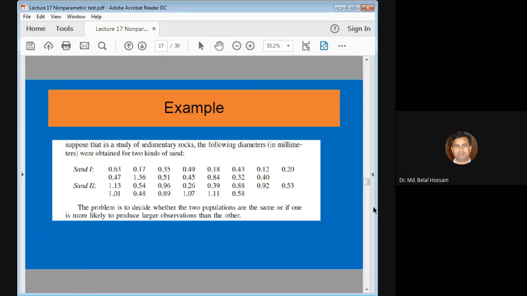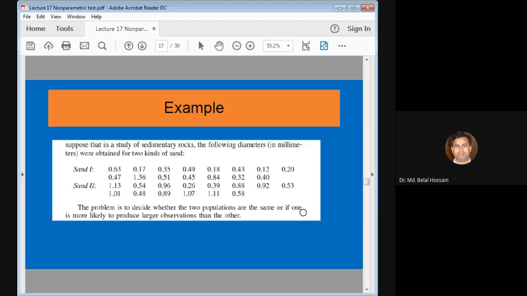Suppose that a study is on sedimentary rocks. The following diameters in millimeters were obtained for two kinds of sand. Sand 1, these are the measures. Sand 2, these are the measures. Okay, so the problem is to decide whether the two populations are the same.